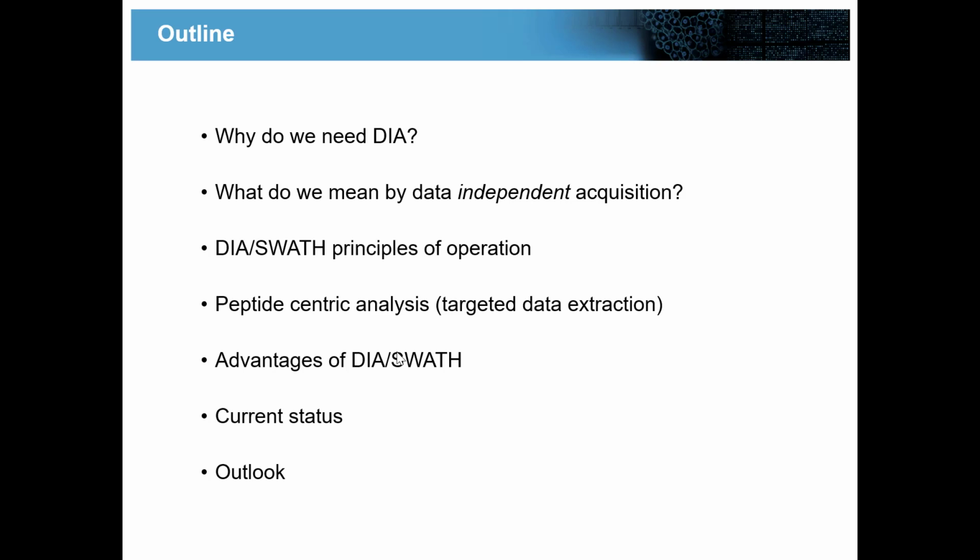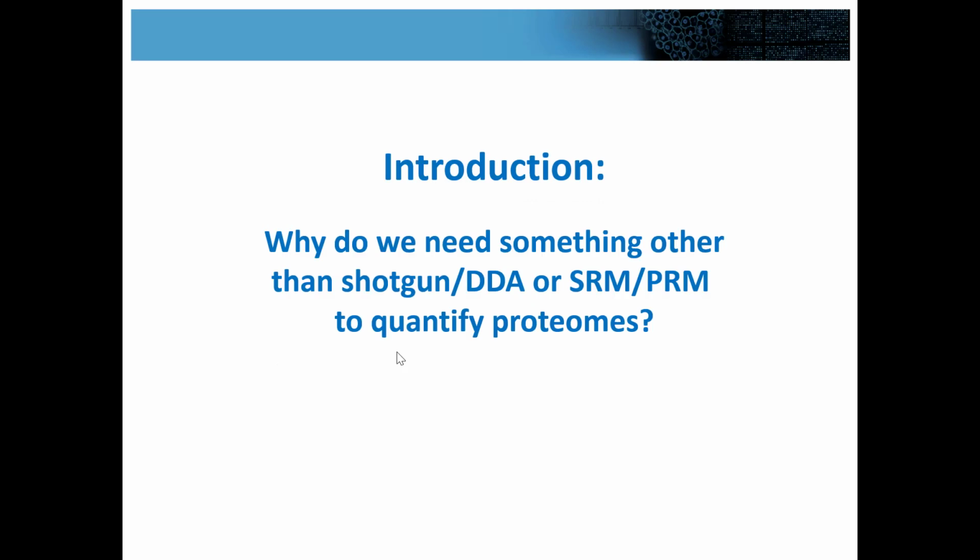Then some advantages of having this type of data. Rudy also touched on this, but I'll show some other specific examples that might help illuminate the advantages of this type of data over other types of proteomics data. A little bit about the current status, what can be done. This is a bit out of date, but I'll show some data from a cross-lab comparison study that we did, which I hope illustrates some of the potential of DIA, and maybe a little outlook.